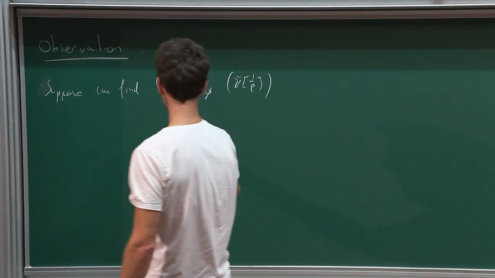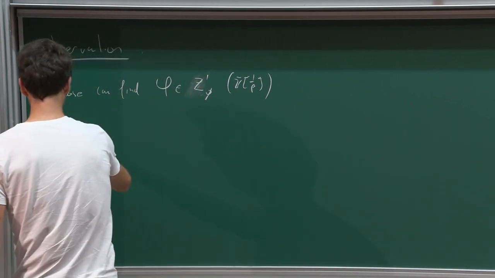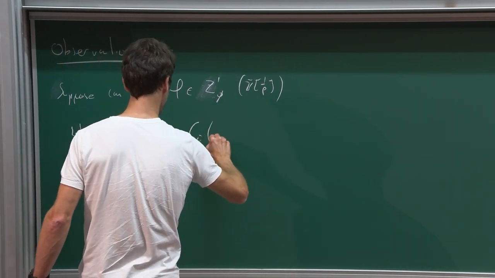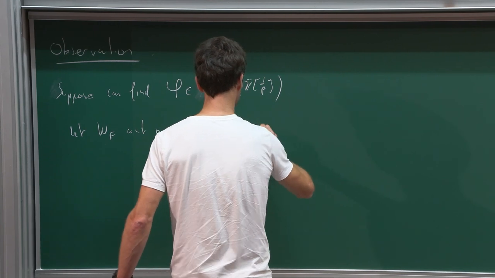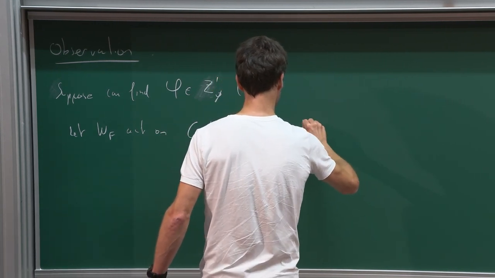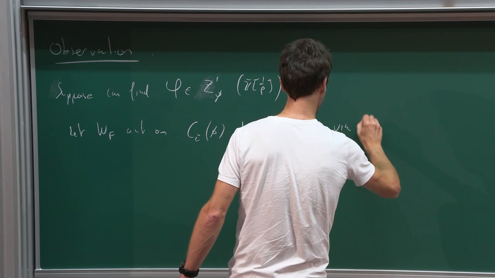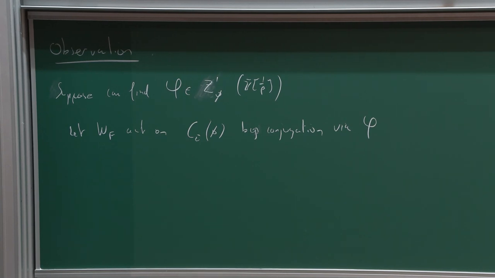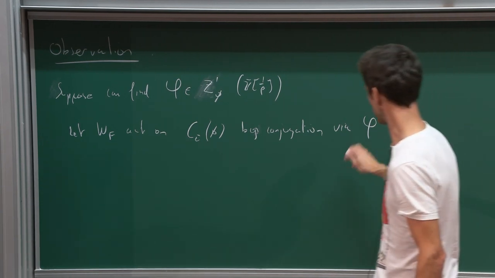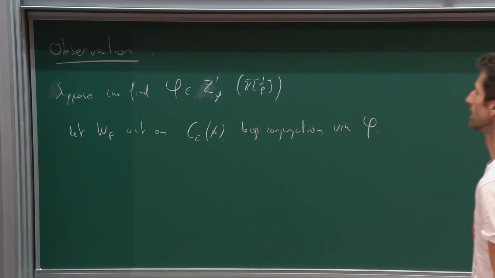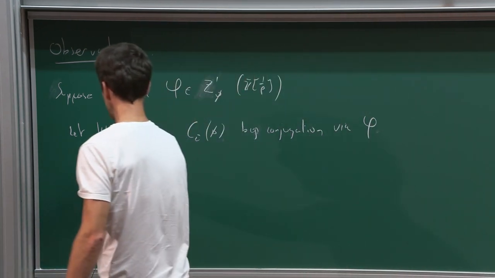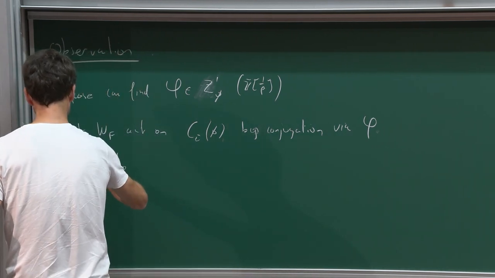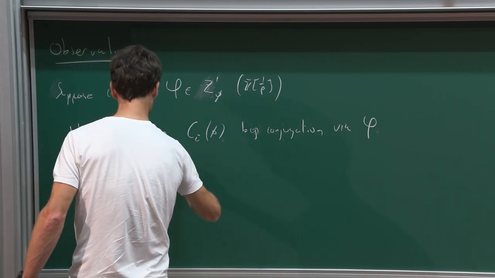Then what you can do is let W_F act on the centralizer by conjugation via phi. Okay, because curly phi of W_F has to normalize the centralizer of phi. And so denote this action by Ad phi.